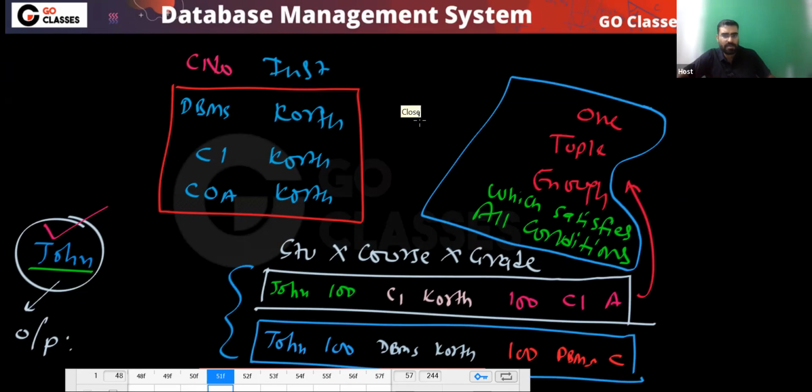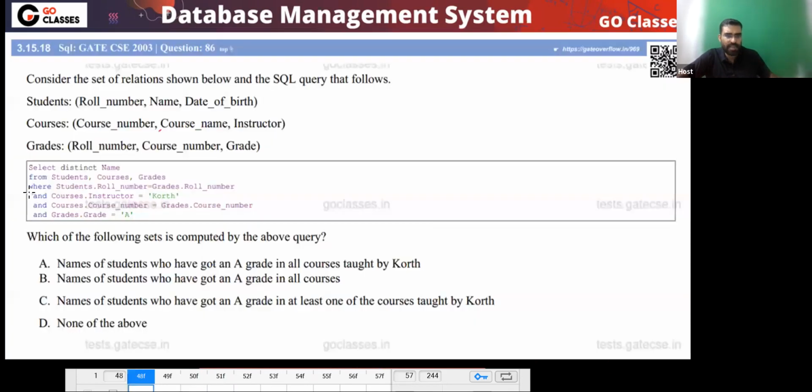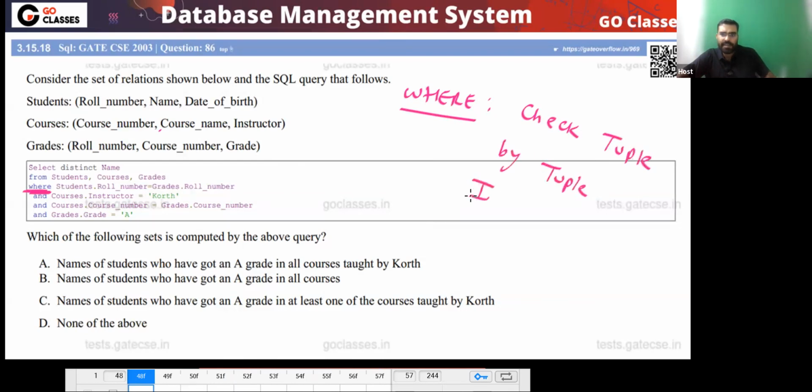Very simple question. This John got grade C in the DBMS. He got grade A in the C1. So still he will be in the output, yes or no? Yes, he will still be in the output. The reason is very simple, because the where clause checks tuple by tuple. This you already know. It checks tuple by tuple independently. So one tuple must be enough.